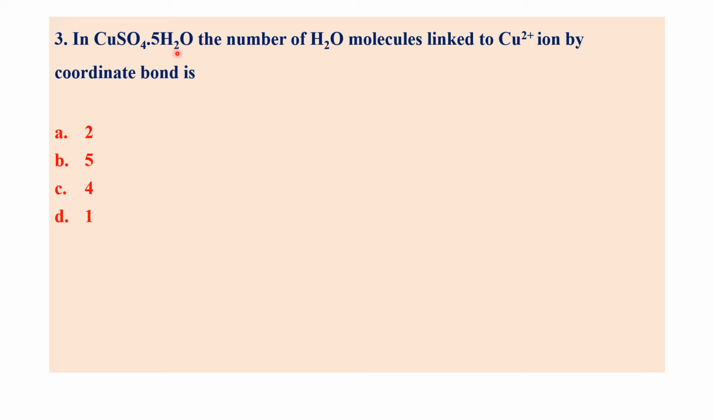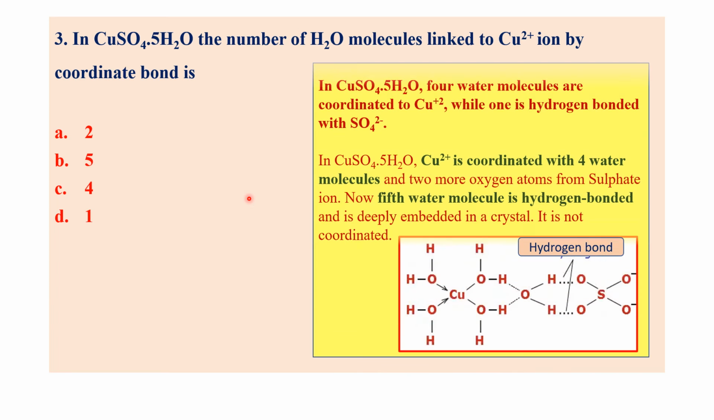In copper sulfate with 5 water molecules, the number of water molecules linked to the copper ion by coordinate bond is 2, 5, 4, 1. So we will look at the information table. In copper sulfate with 5 water molecules, the copper 2+ ion is coordinated with 4 water molecules and the 5th water molecule will form a hydrogen bond with the oxygen of sulfate. If we look at the figure, here the copper is coordinated with 4 water molecules and the 5th water molecule will form a hydrogen bond with the oxygen of sulfate, that is part of this salt.